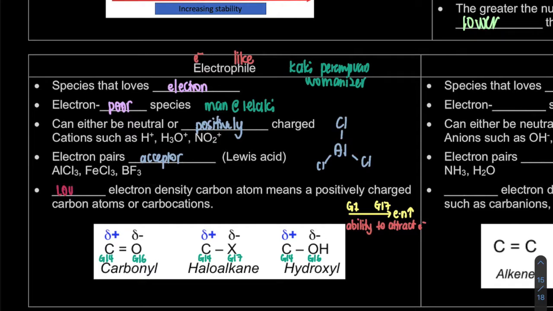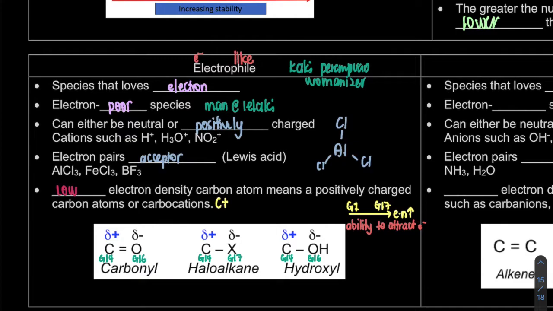Lastly, an electrophile is where you have a low electron density carbon. What does low electron density carbon mean? It means a positively charged carbon atom, or carbocation, where the carbon contains a positive charge. The examples for it are these 3 functional groups. But even though here we don't see any positive charge, where's the positive charge?